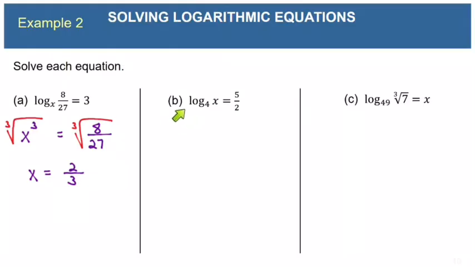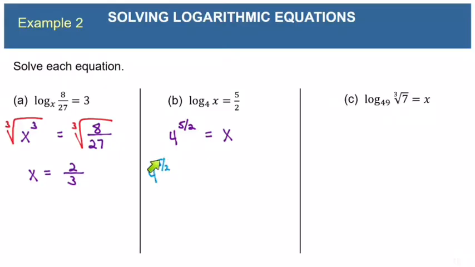Here's part B of example 2. We have log base 4 of x equals 5/2. So again, the trick is to write this in exponential form. So let's have base 4 to the 5/2 power equals x. And now you could evaluate this on your calculator, but I hope that you'll do it with me just mentally. Let's recopy it so we can do a little scratch work, but it actually can be done totally in your head.